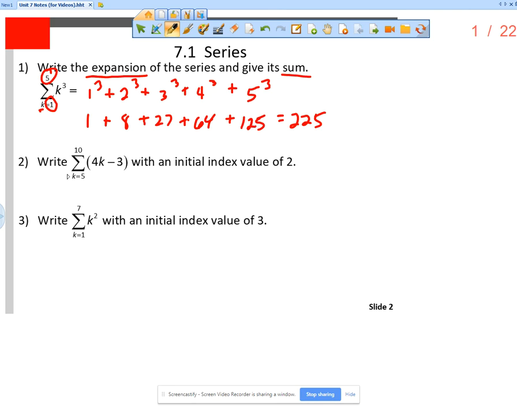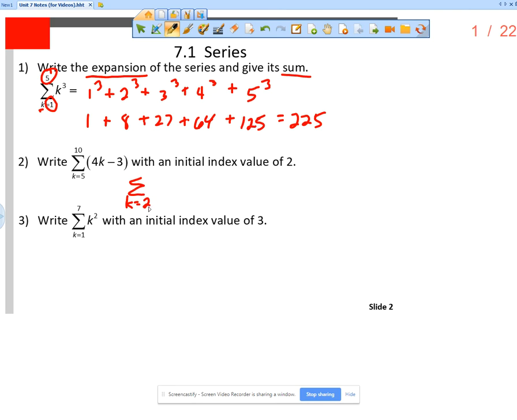All right, next one. Write the sum from k equals 5 to 10 with an initial index value of 2. So instead of going from 5 to 10, we want to start with the sum from k equals 2 to something. If I go from 5 to 10, how many numbers is that? A lot of people say, well, 10 minus 5 is 5. Yes, that's true, but remember, you're starting at 5 and ending at 10, so you have to include those. So 5, 6, 7, 8, 9, 10. There are actually 6 values.